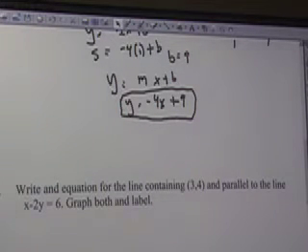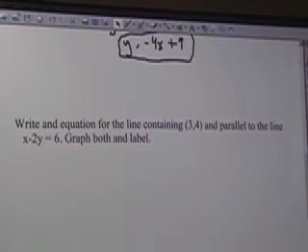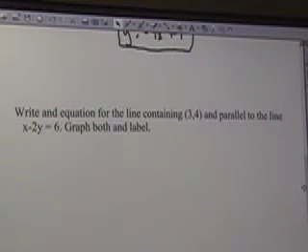Write an equation for the line containing (3, 4) and parallel to the line x minus 2y equals 6. We graph both of them and label them.